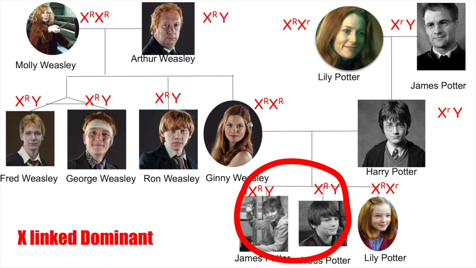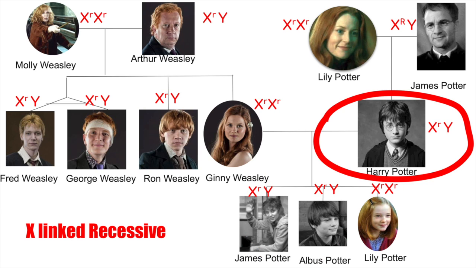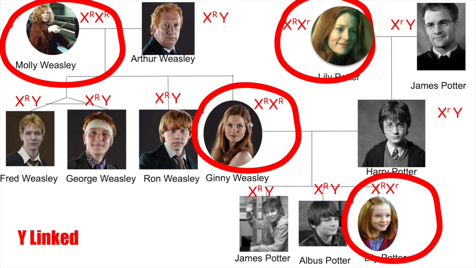The mode of inheritance could not be X-linked dominant. This is because James and Albus would have to receive the big R allele attached to the X chromosome from their mother, meaning that they would have had to have red hair. The mode of inheritance is also not X-linked recessive. If red hair was recessive, then Harry's mother, Lily, would have to have the homozygous little r genotype. Men receive their only X chromosome from their mothers. Therefore, Harry would have had to receive the red hair phenotype. The mode of inheritance could not be Y-linked, as women in the pedigree show the phenotype of red hair.